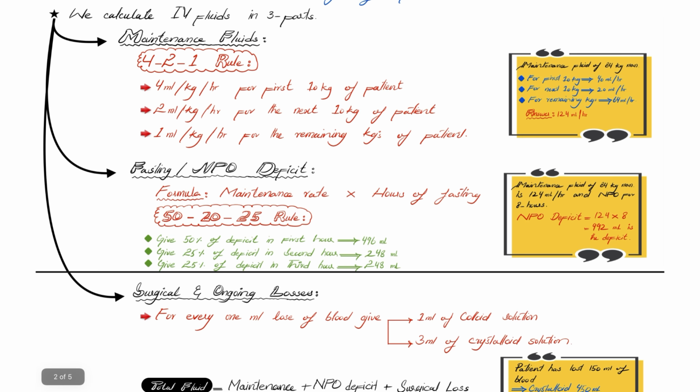Maintenance fluid is calculated by the 4-2-1 rule. How is it? 4 milliliter per kilogram per hour of the IV fluid for the first 10 kg of the weight of the patient, 2 milliliter per kg per hour for the next 10 kg weight of the patient, and 1 milliliter per kg per hour for the remaining weight of the patient in kilogram.